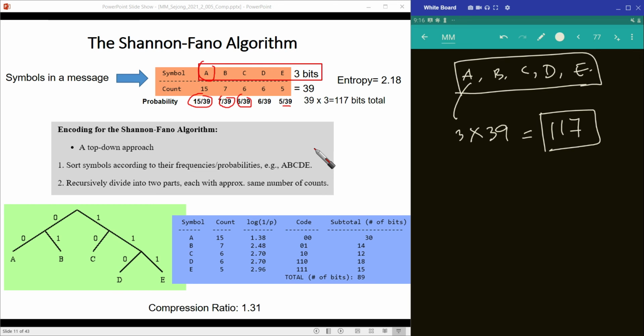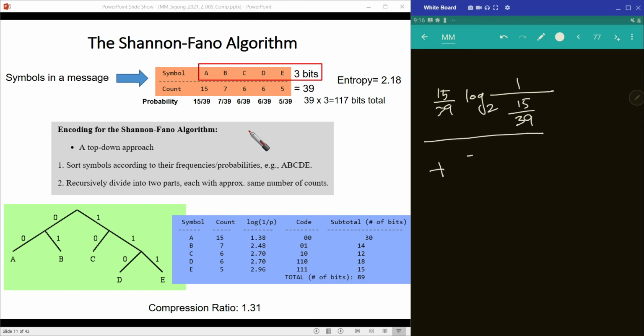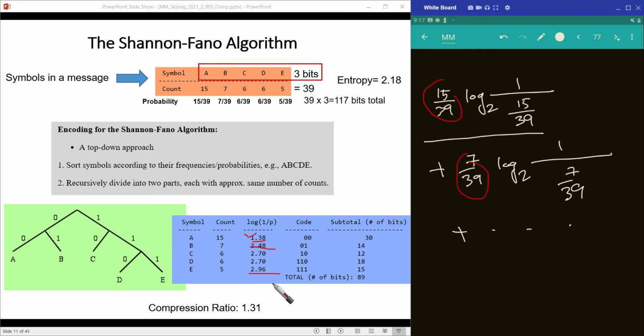Now we calculate like this: we multiply the probability 15 over 39 by log base 2 of 1 over the probability, 15 over 39. This is the first term for calculating the entropy. The second term is 7 over 39 times log base 2 of 1 over 7 over 39, plus, and so on in this way. If we do all of these calculations and sum up all of the terms, you will see the entropy comes to 2.18.